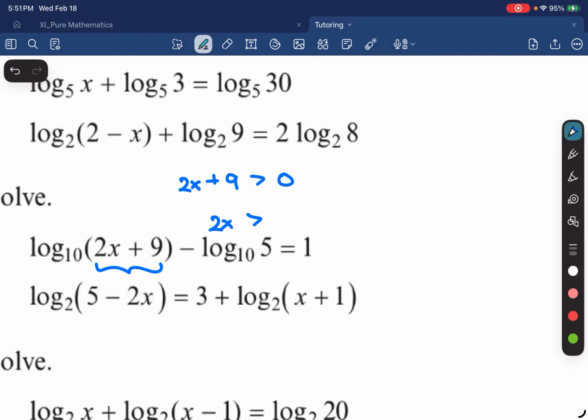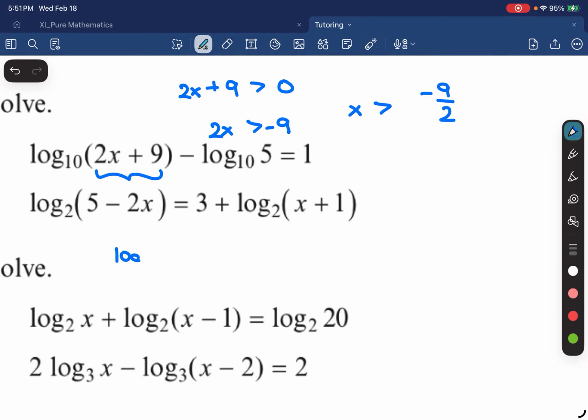So 2x is greater than negative 9. Because we're dividing both sides by positive 2, we can keep the direction. The inequality does not change. So negative 9 by 2, so x is bigger than negative 4.5. And now we can start solving this question.